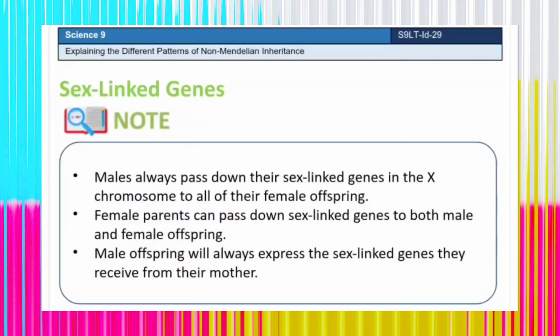Note that in the inheritance of the sex-linked genes, males always pass down their sex-linked genes in the X chromosome to all of their female offspring. Female parents, on the other hand, can pass down sex-linked genes to both male and female offspring. Male offspring will always express the sex-linked genes they receive from their mother.